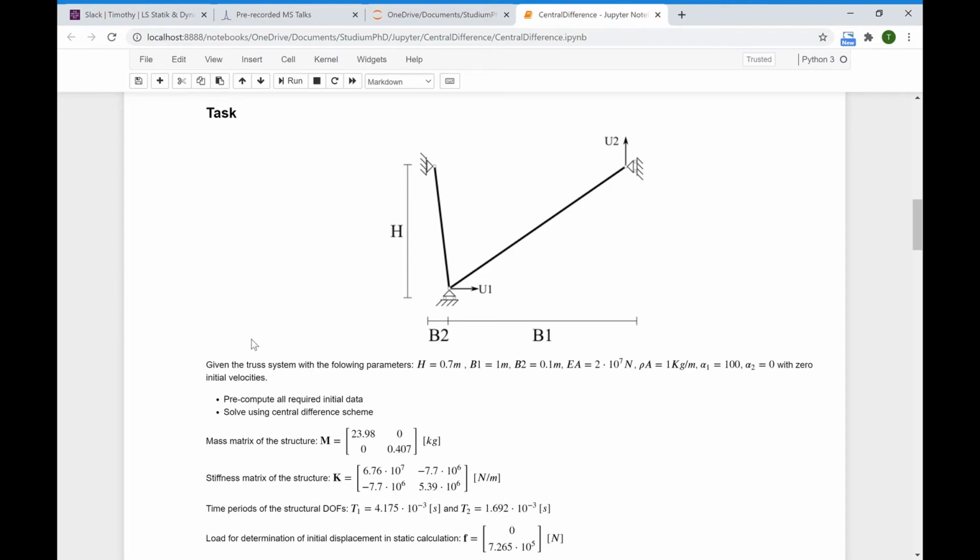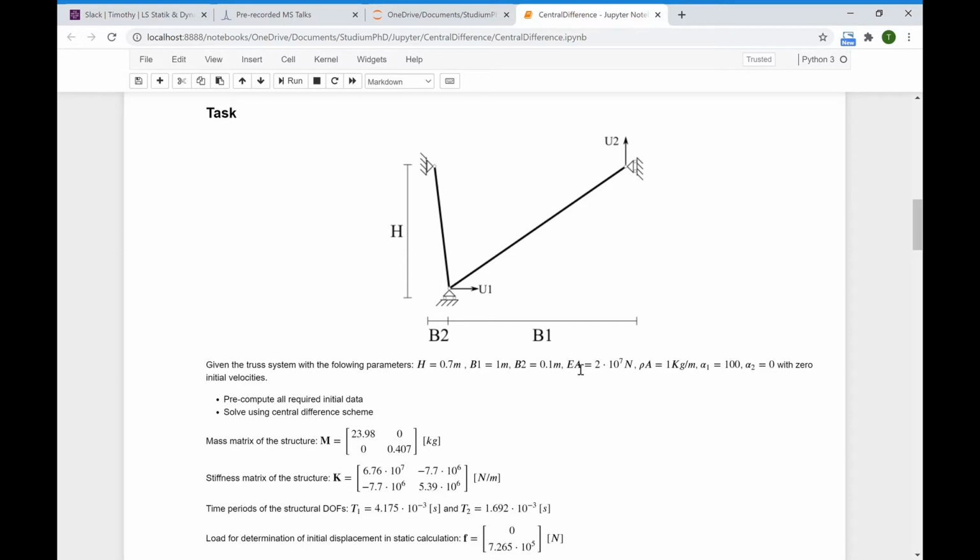Given the truss structure with the following parameters, h is 0.7 meters, b2 is 0.1 meters, b1 is 1 meter, and we see that this point is completely fixed. Here we have a horizontal displacement, and here we have a vertical displacement.